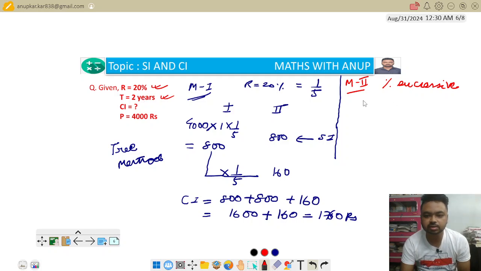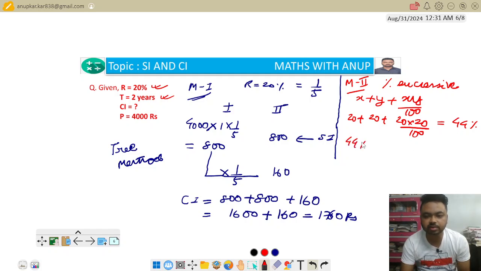Successive value is x plus y plus xy by 100. This is the basic formula. So x is 20, plus 20, plus 20 into 20 by 100. So here it comes up to be 44%. This is the interest only.